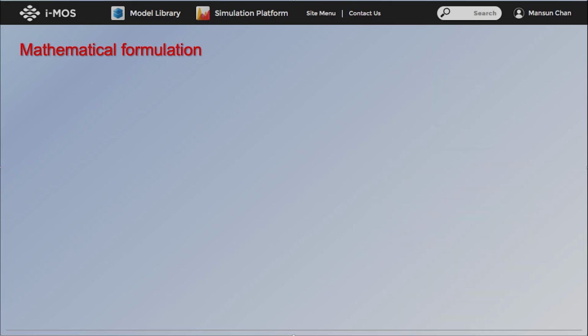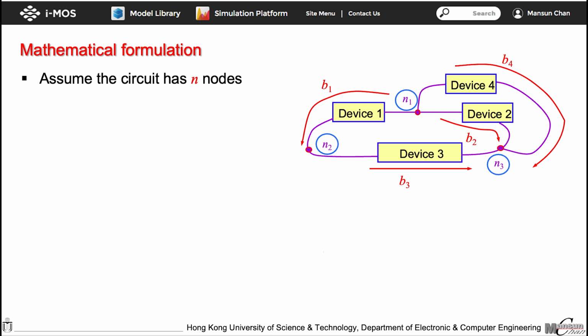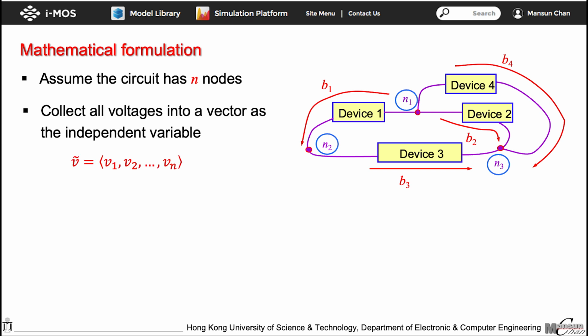First, let's assume the circuit has n nodes. We can gather all the node voltages, V1 to Vn, to create a voltage vector V, which represents all the node voltages in the circuit. Next, we can calculate the sum of the currents entering each node. For instance, the sum of currents entering node 1 is a function that depends on all the given node voltages, or the voltage vector V.